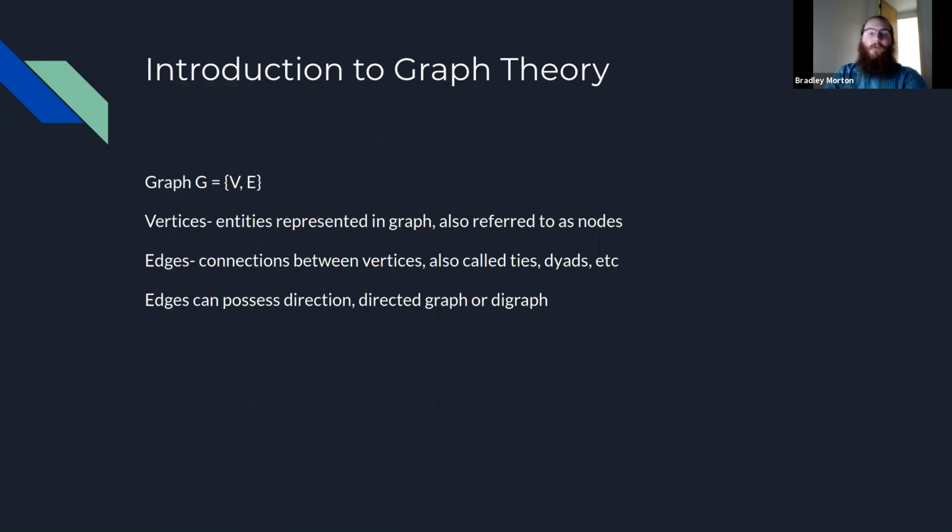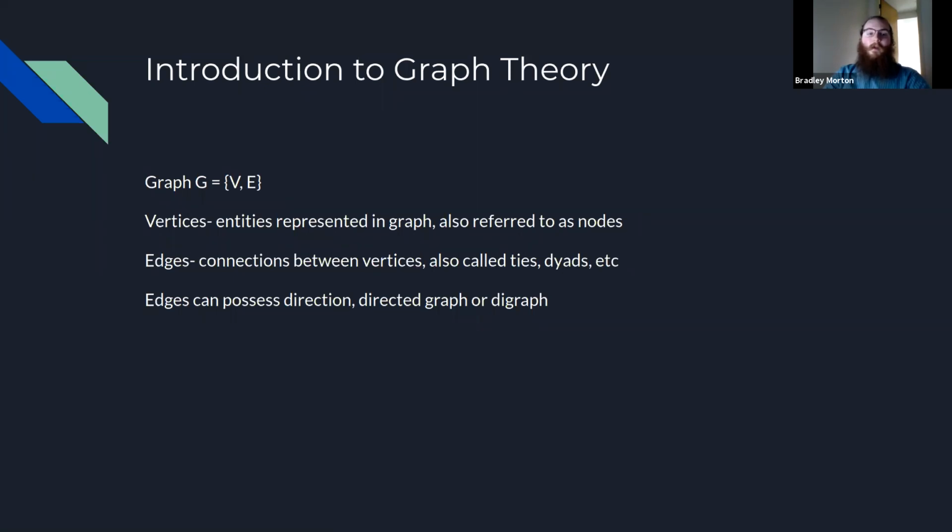Here is a very brief introduction to graph theory. So we say that a graph G is a set of vertices and edges. And vertices are our entities within the graph, and edges are connections between vertices. You end up having similar terms that can be used. So vertices are also commonly referred to as nodes, and edges are also commonly referred to as ties and dyads. There are more terms as well.